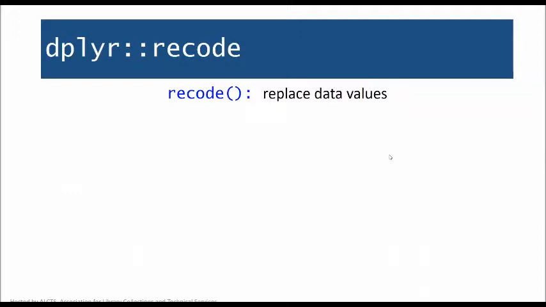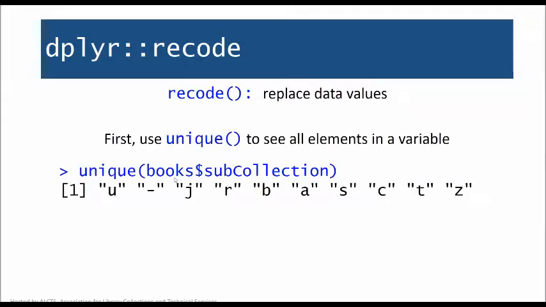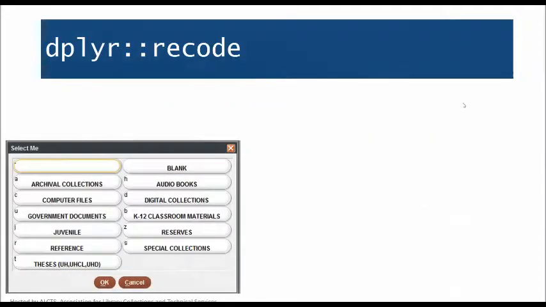The next function I want to talk about is recode. Rename replaces the names of columns. Recode is a way of replacing data values within a column. So for example, I'm going to use unique on my books$subcollection, and that's going to print all of this out to my console. It's a bunch of letters. It's really completely meaningless to anyone except those who have the code. And the code is derived from our ILS. Those are cataloging conventions. So the A is archival collections, J is juvenile.